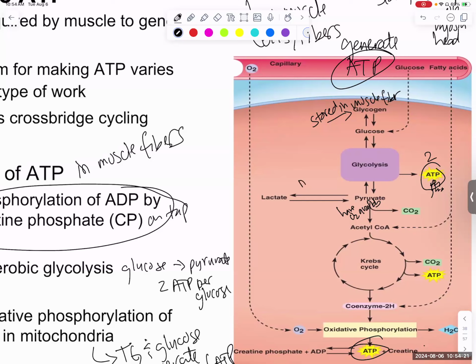If we have no oxygen, then pyruvate has to reduce NADH, and it becomes lactate. And so lactate is going to decrease pH, increase acidity, and we are going to slow down.